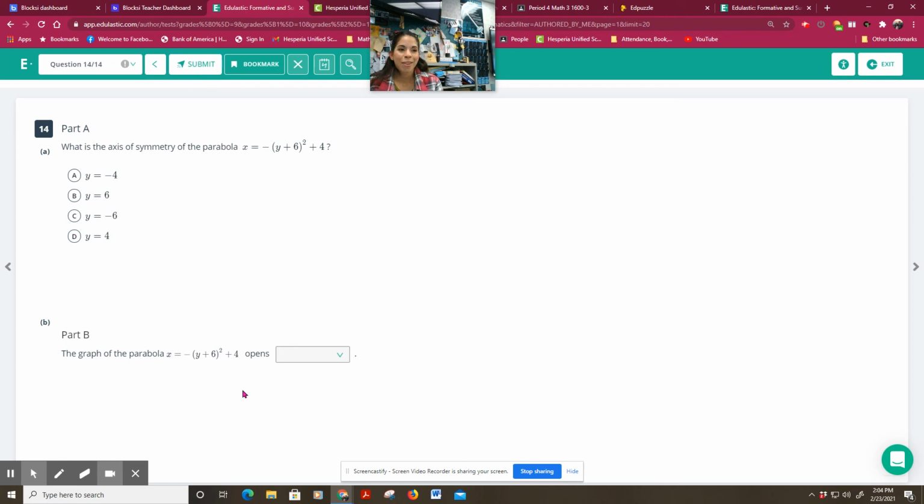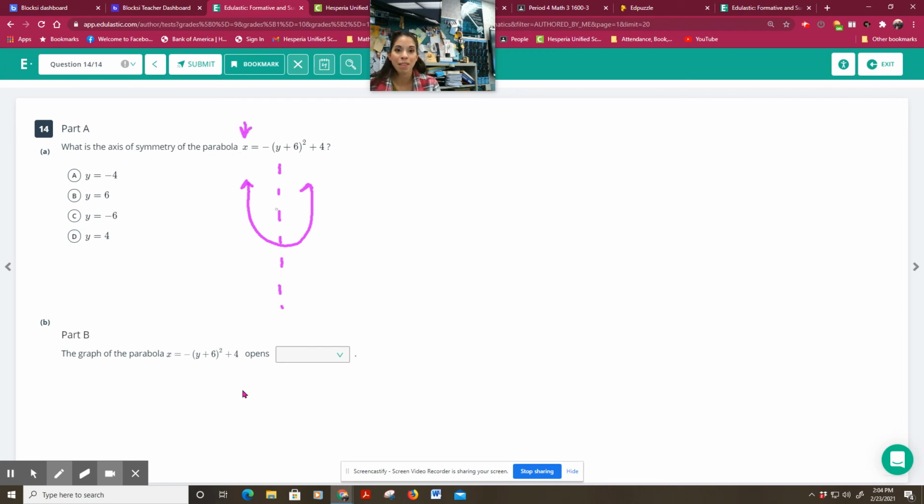Number 14, part A. What is the axis of symmetry of the parabola? So remember what an axis of symmetry is. When you have a parabola, it's that line that cuts the parabola in half. It's the symmetry line, the reflection line. But now that we're dealing with up and down parabolas and left and right opening parabolas, our axis of symmetry could be an x equals equation or a y equals equation. It depends on what we're given.